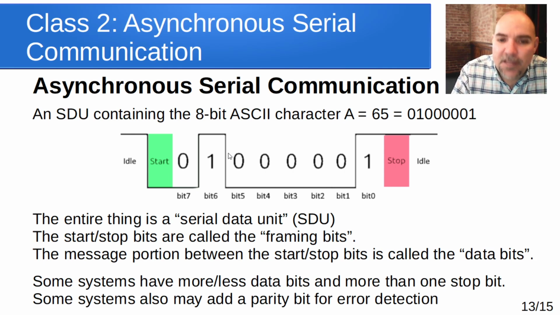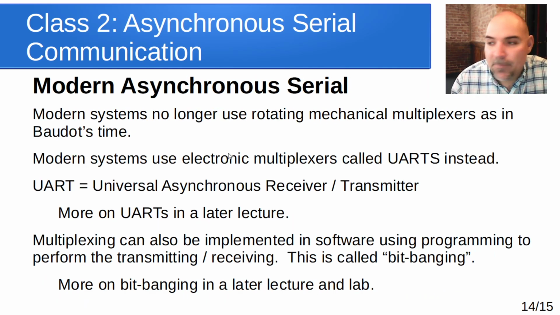And we're actually going to look at some of that data later on in the class. All right, so, or at least later on in the semester. So modern systems no longer use rotating mechanical multiplexers, but they use the same methodology. So modern systems actually use electronic multiplexers, and they use a special kind of integrated circuit called a UART.